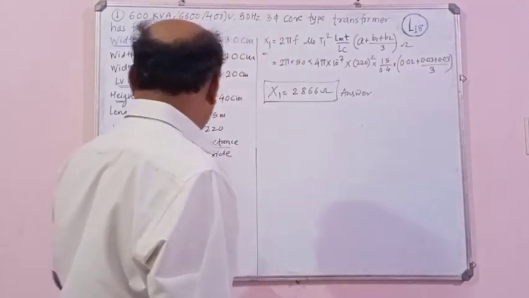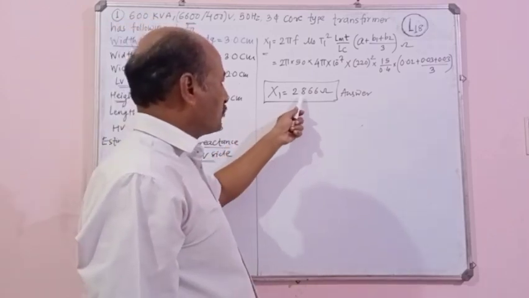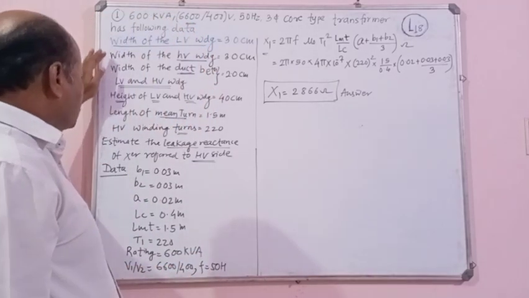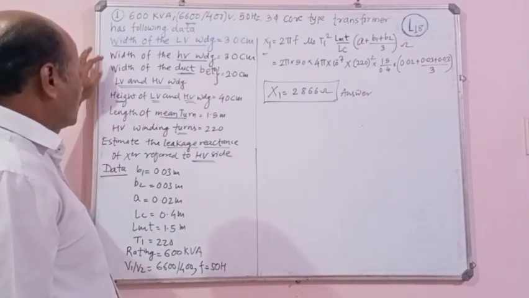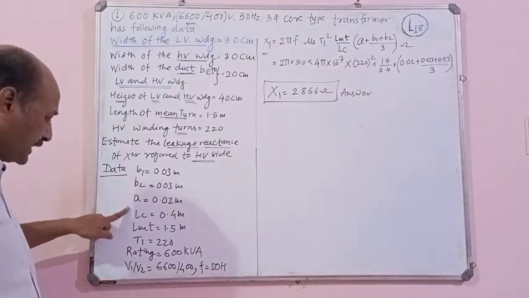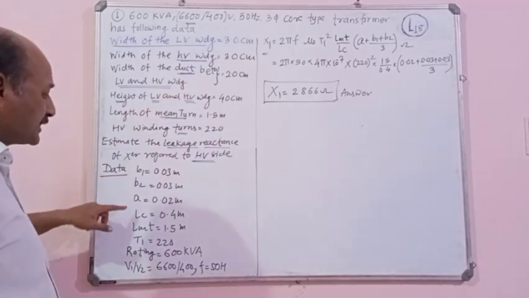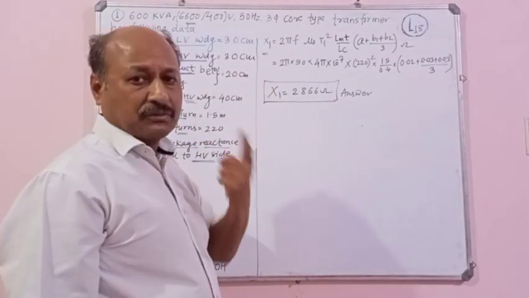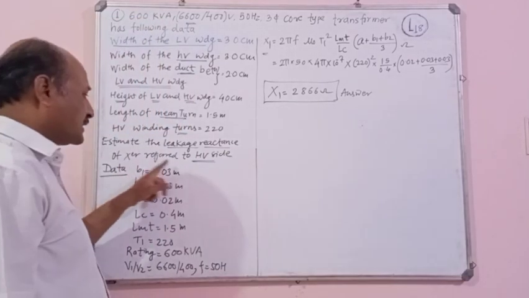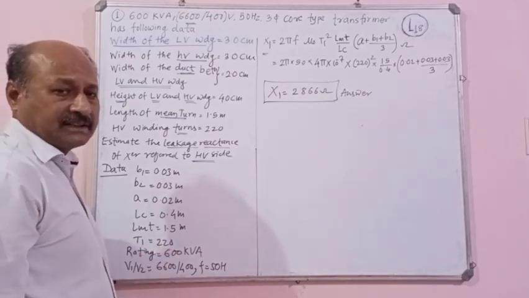Hence, the value of leakage reactance of the transformer referred to HV equals 2.866 ohm. Means what? If you are able to collect all the values given in terms of the abbreviations, that is V1, V2, a, LC, LMT, T1, and convert centimeter into meter, we just have to use the one formula. You put the values and you will get the leakage reactance of the transformer referred to HV. This numerical was asked for 7 marks in the examination.